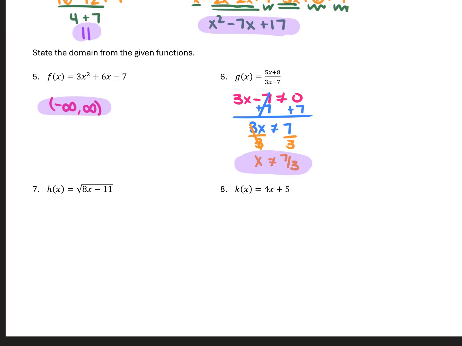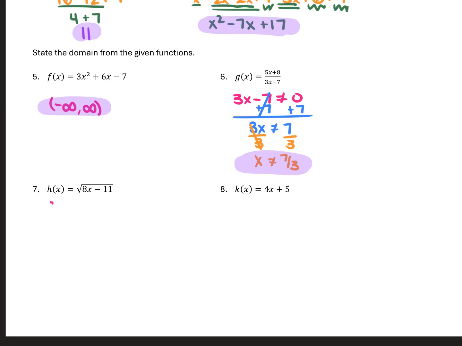I'm not looking for anything else other than that. For number 7, you have h of x is equal to the square root of 8x minus 11. You have a square root here, so you're going to take just the part under the square root. If there was like a 1/3 times the square root of 8x minus 11, and then a plus 2 on the outside of it, the other stuff doesn't matter. The only thing that matters is the part that's underneath the square root.